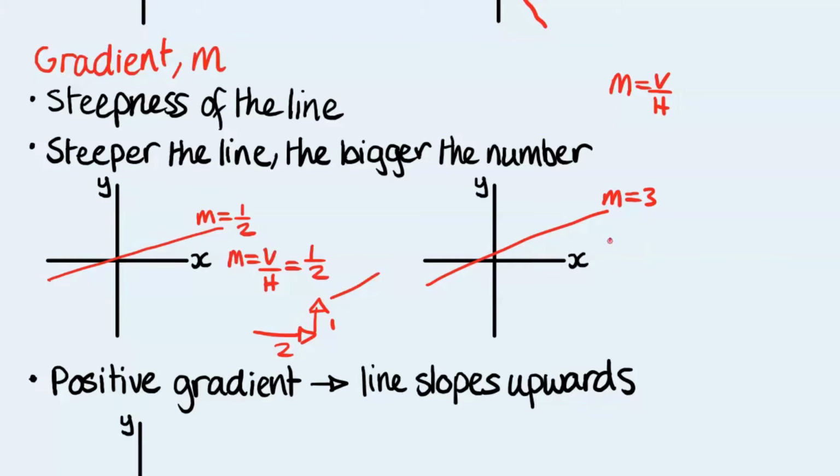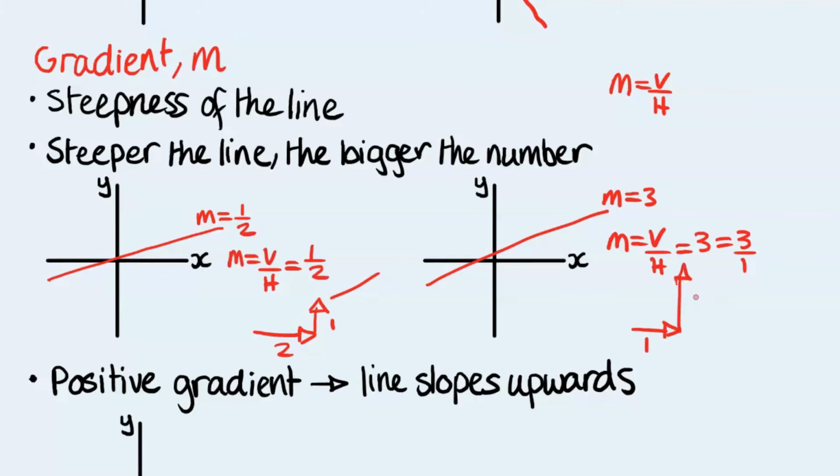Now, in this case, we have m is equal to 3. So m is equal to vertical over horizontal, which is equal to 3. And now this is the same way as writing 3 over 1 as a top-heavy fraction. So what we're saying is that we're going to go across only 1 unit, but we're going to go above.